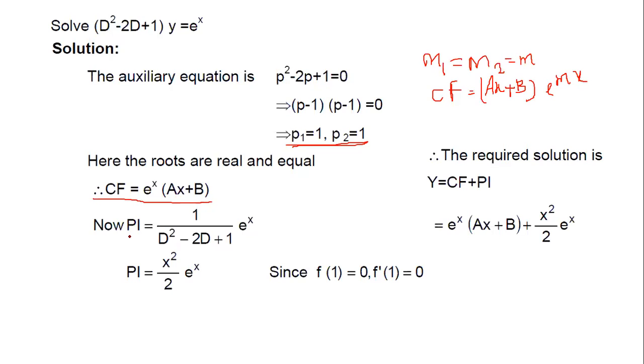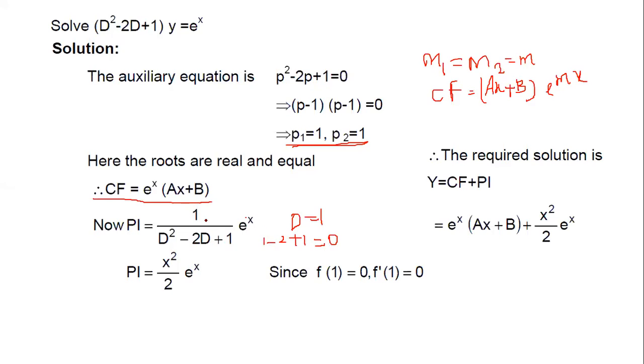Now the particular integral is 1 by D square minus 2D plus 1 into e power x. First you have to substitute D equal to 1, because it is in the e power mx format, so here m is 1, therefore you substitute D equal to 1 in the denominator. So 1 minus 2 plus 1 in the denominator, then the denominator is 0.